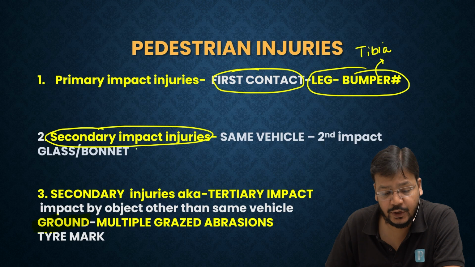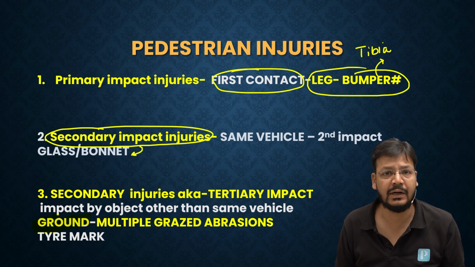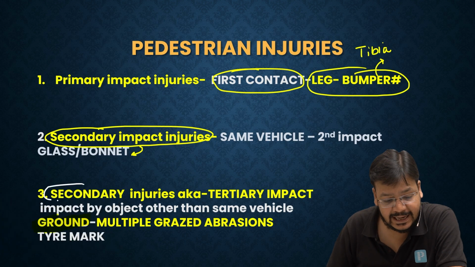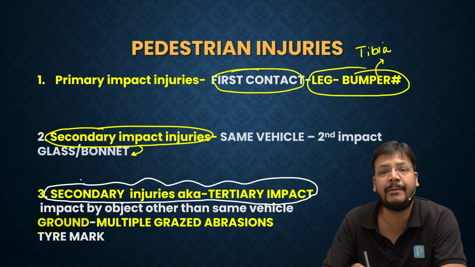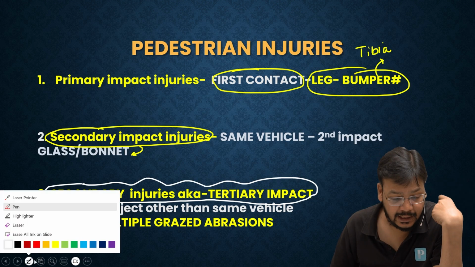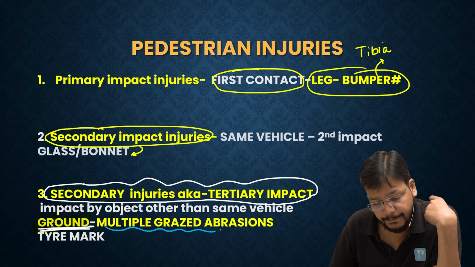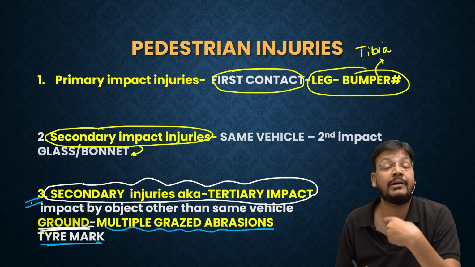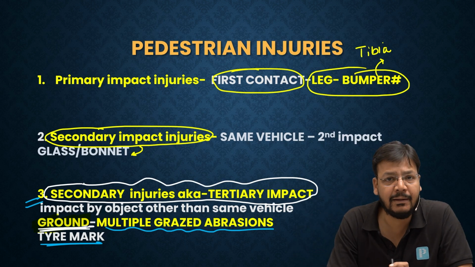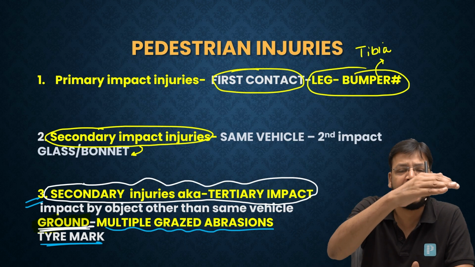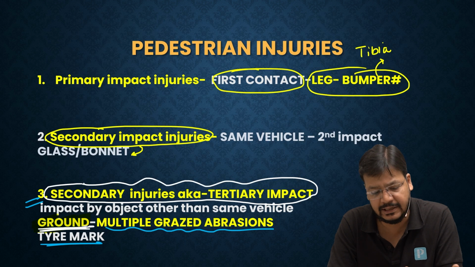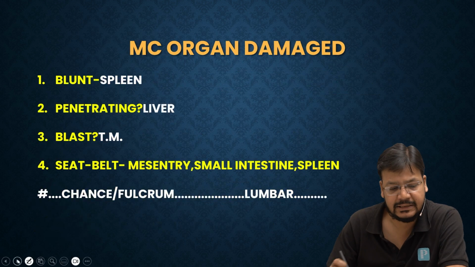Secondary impact injury, as I told you, is hitting over the glass or bonnet. Now next one is very, very important: secondary injury, which is also known as tertiary impact. What is this? You are hitting the ground. If you are hitting the ground, there are two possibilities: multiple grazed abrasions or tire mark. Primary impact over the leg, bumper fracture of the tibia. Secondary impact, glass or bonnet. Tertiary impact, hitting the ground, multiple grazed abrasions and tire mark.